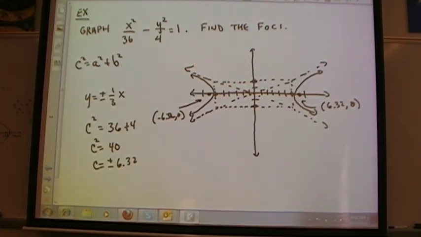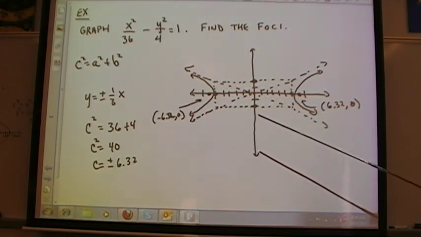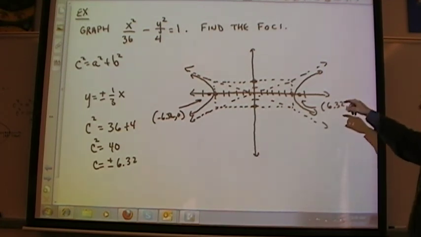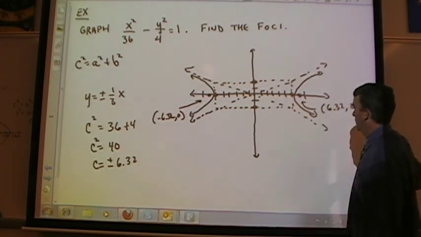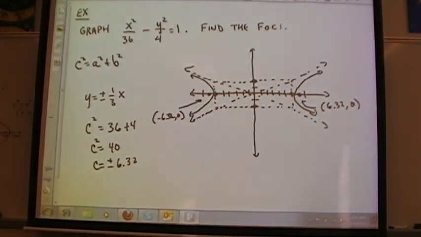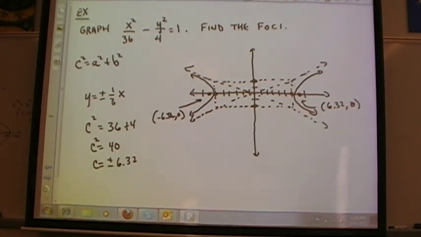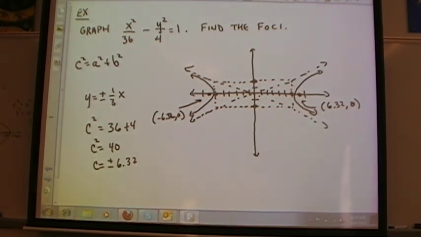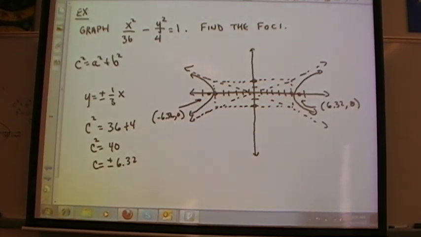Yes? When we're graphing, do we have to draw all of that, or do we just have to draw the hyperbola? You have to draw all of this because you have to know how wide to open your graph. If you don't draw your asymptotes, you might just draw a big curve that's going in any direction. So I want to see all of that, and you have to draw the box in order to get the asymptotes.